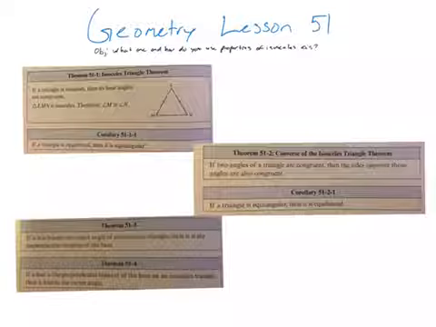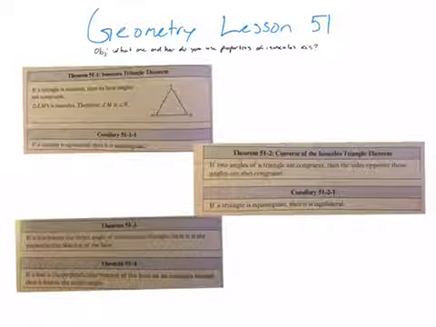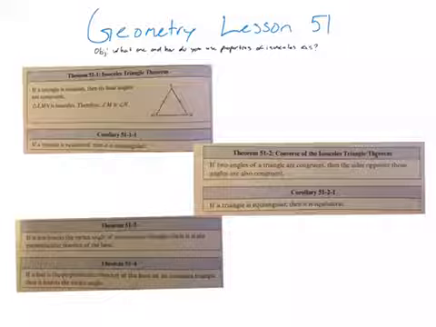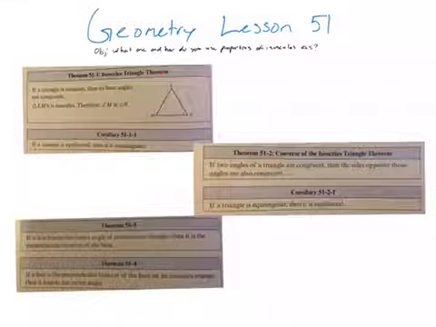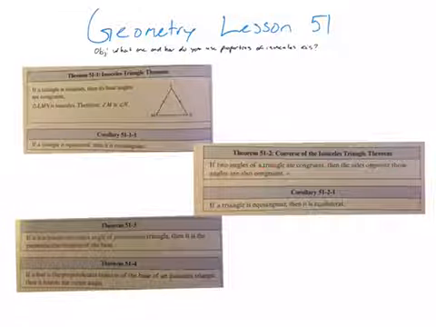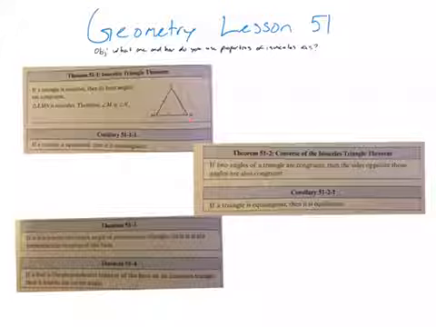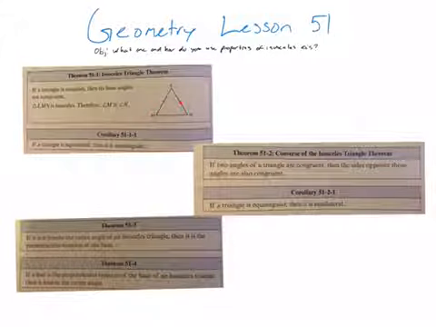Now I'm going to jump over here. It says theorem, this one, the converse of the isosceles triangle theorem. So notice this is the isosceles triangle theorem, and this is the converse of it. This one says if two angles are congruent, then the sides opposite those are also congruent. So it's going the other way. It's saying if these two are the same, then those lengths will be the same.